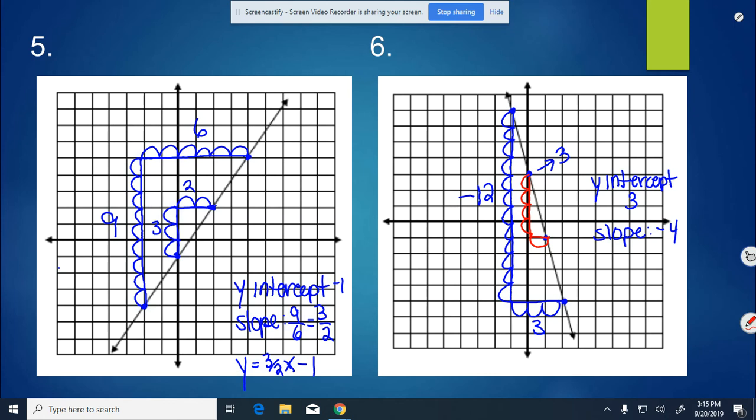All right, so our equation for this one would be y equals slope negative 4 times x, y-intercept plus 3. Or we could turn it around, y equals 3 minus 4x. Either equation is fine as long as the slope is the number attached to the x.